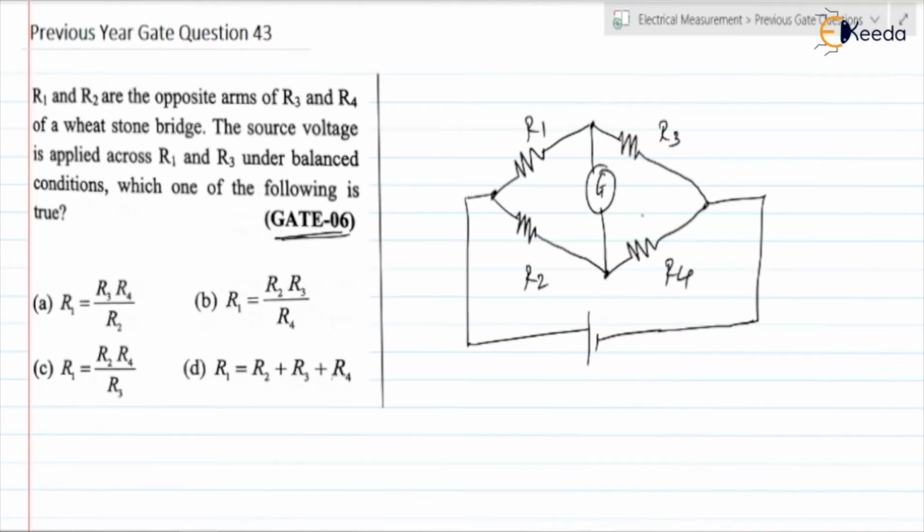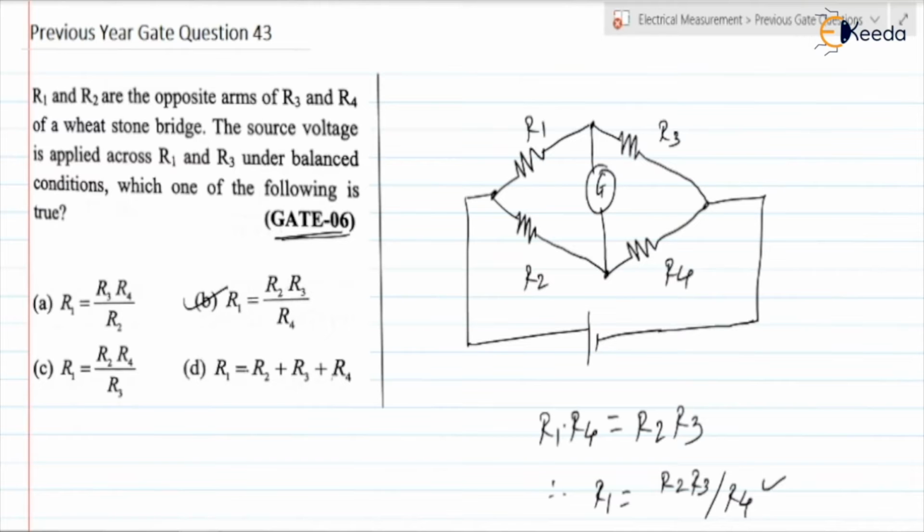Now as we know, at the bridge balance, R1 into R4 is equal to R2 into R3. So from this we can write R1 is equal to R2 R3 upon R4. Okay, so if you check the options, the correct option is option B, right?